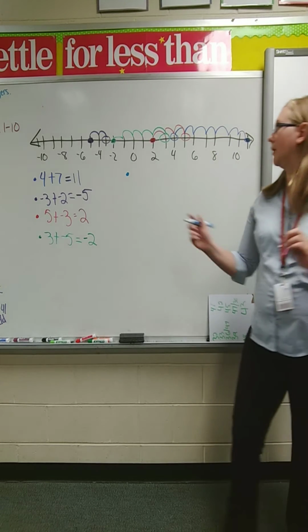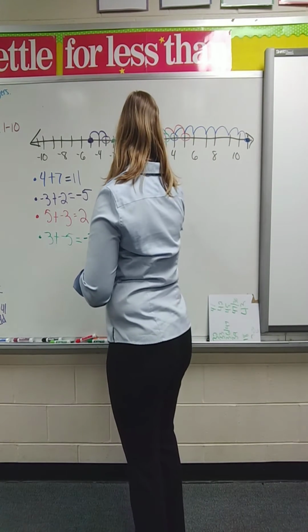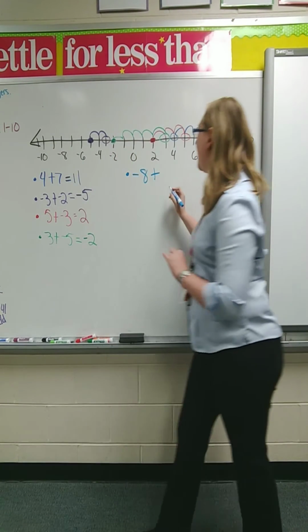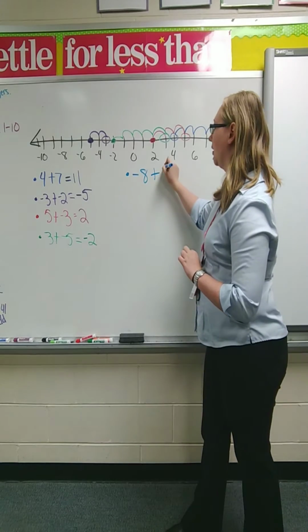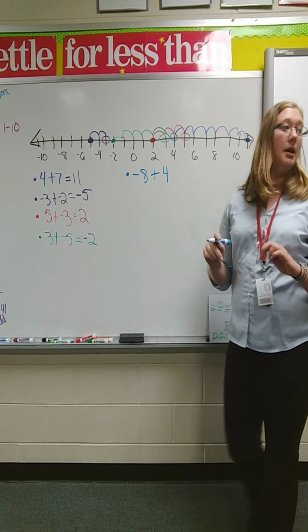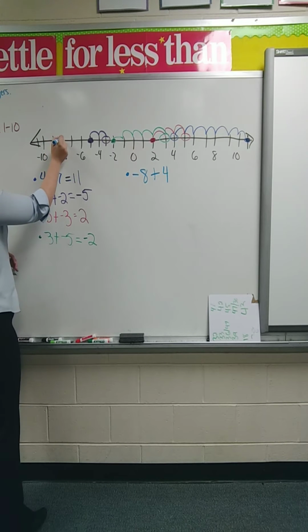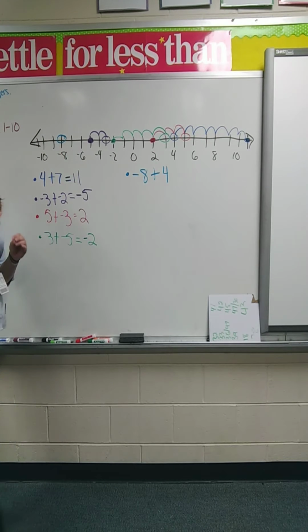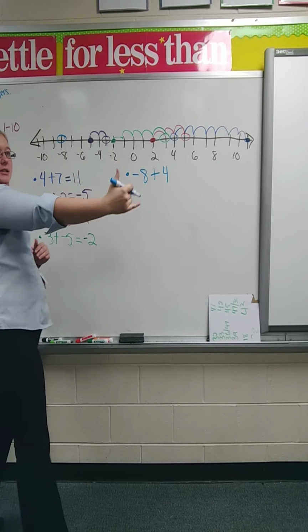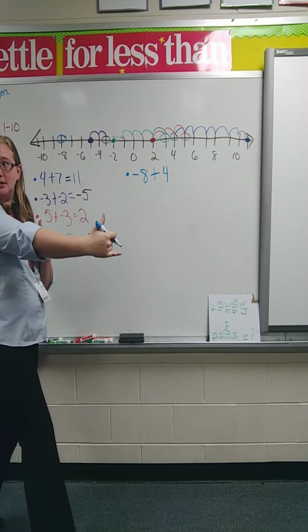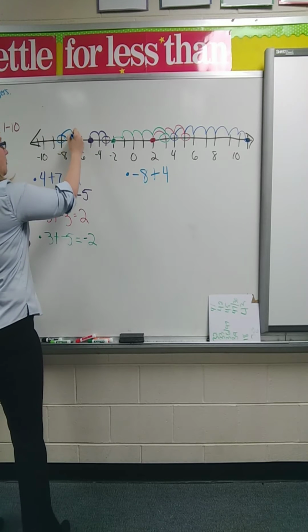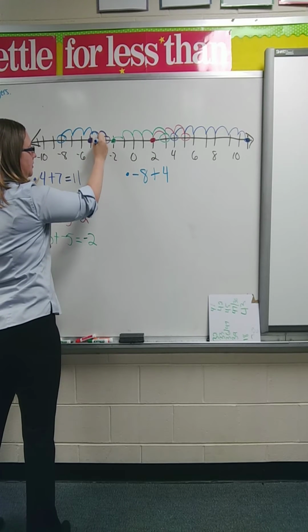Okay, so -8. Let's do -8 plus 4. That would tell us to start at -8, and we're going to move 4 units positive, 4 units to the right, correct? Okay? 1, 2, 3, 4.